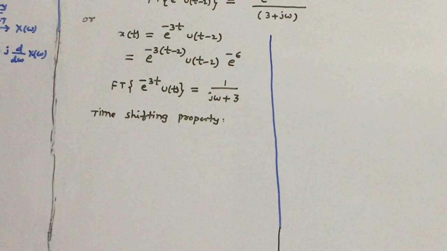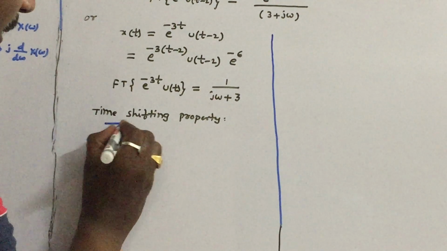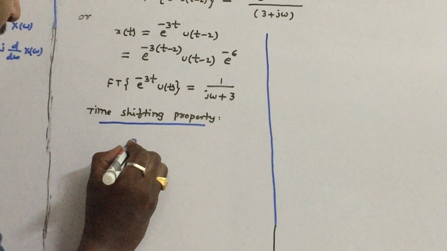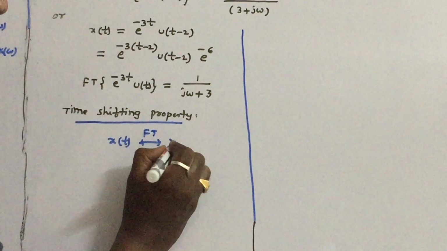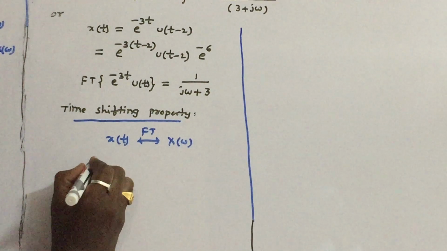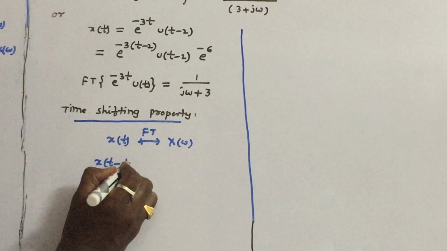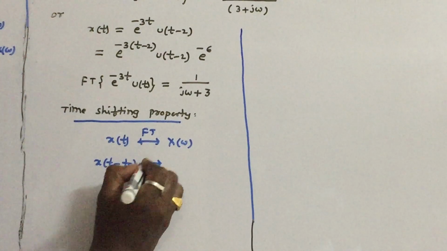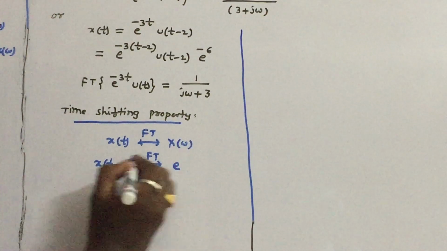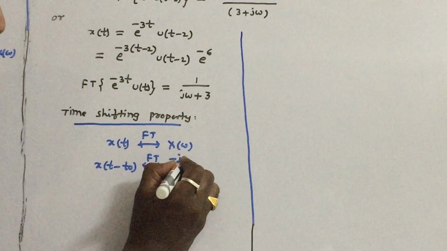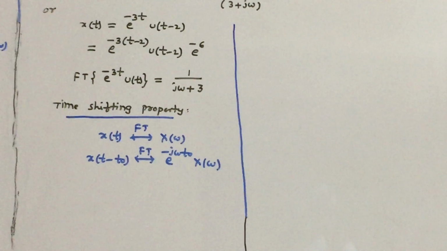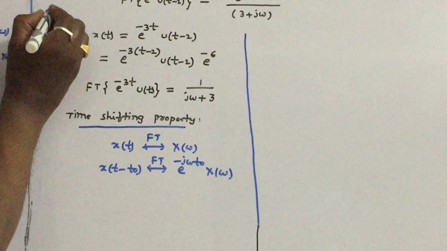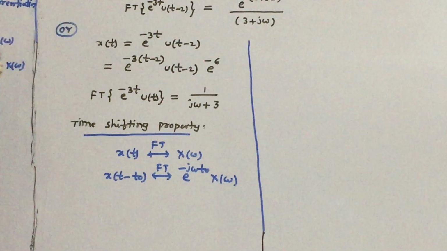So all these properties we are using. What is the time shifting property? If x of t's Fourier transform is X of omega, then x of t minus t naught's Fourier transform is, keep minus in the time shifting property, e power minus j omega t naught into X of omega. So we are using another method to find out the same answer.